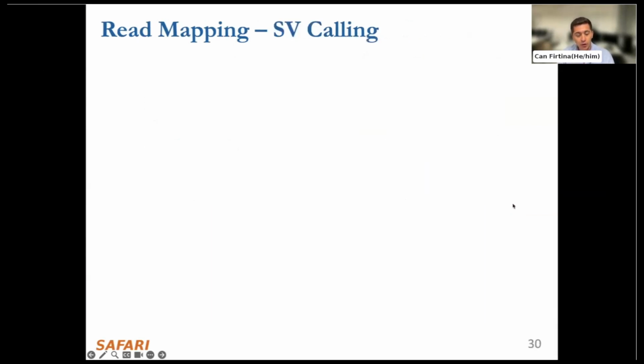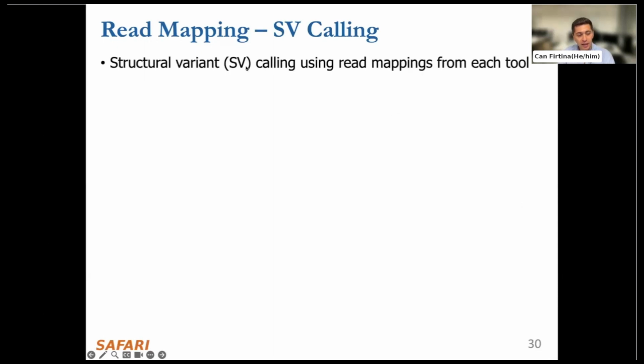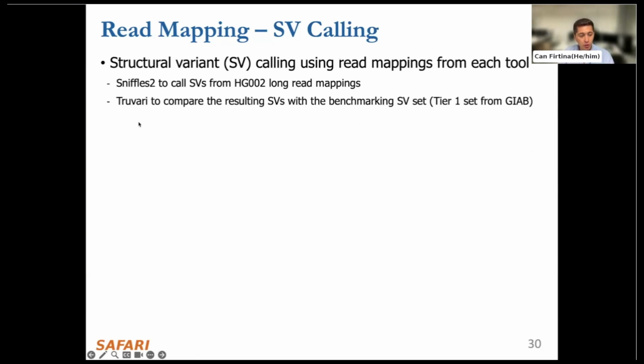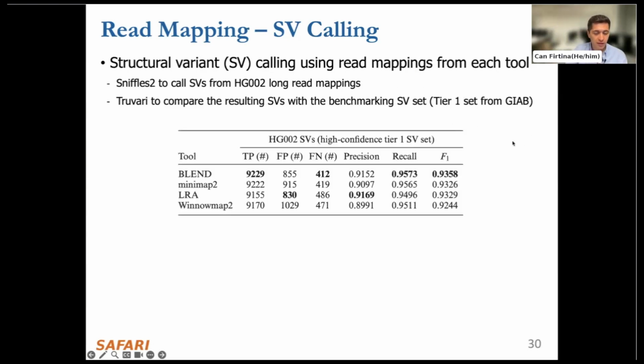Lastly, I'm going to show the accuracy results that we generate using structural variant calling. What we do is identify the structural variants using the read mappings from each tool. We use the Sniffles tool to call the structural variants from HiFi long read mappings. Then we use the Truvari tool to compare the resulting structural variants with the benchmarking structural variant set, which is the ground truth set as released by the Genome Analysis consortium.